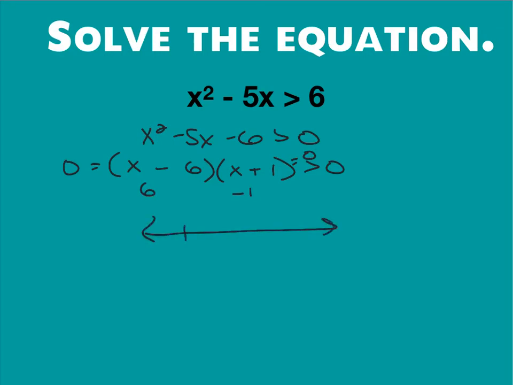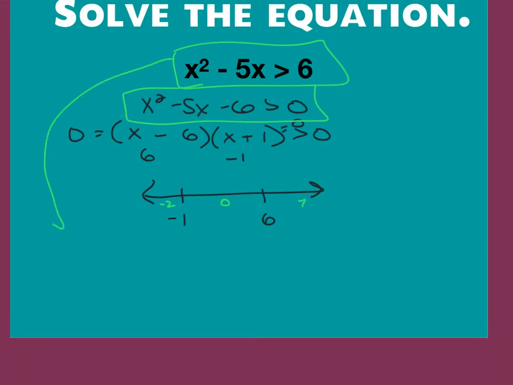Then I set up my number line, -1, 6. I plug in something that is less than -1, like -2. Something in between -1 and 6, like 0, and greater than 6, like 7. And I plug it back in either here or here, however you want to do that.